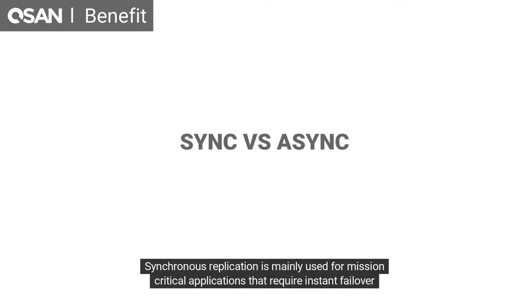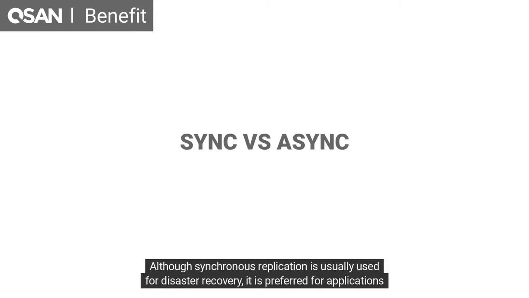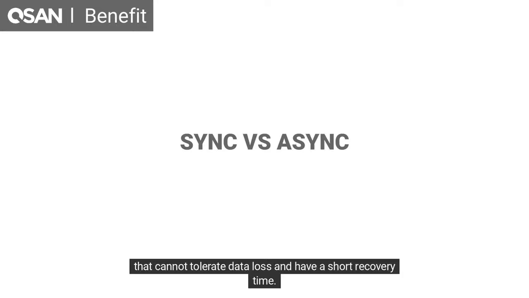Synchronous replication is mainly used for mission-critical applications that require instant failover when the source site fails. Although synchronous replication is usually used for disaster recovery, it is preferred for applications that cannot tolerate data loss and have a short recovery time.